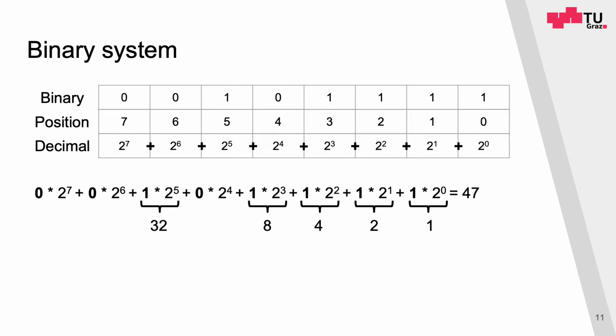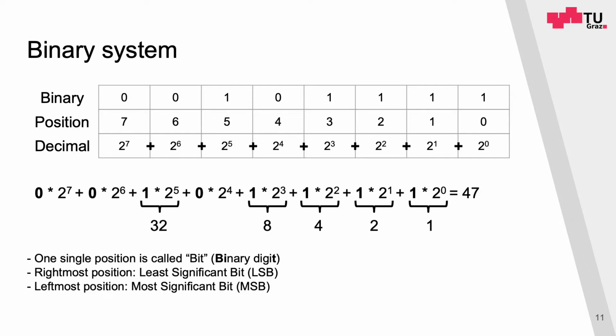Since we only need to consider the terms where the binary digit is 1, we just need to calculate 2 to the power of 5, which is 32, and then 2 to the power of 3, which is 8, and 2 to the power of 2, which is 4, and 2 to the power of 1, which is 2, and 2 to the power of 0, which is 1. And then we can build the sum of this, which is equal to 47. And therefore, the above binary number represents the decimal number 47.